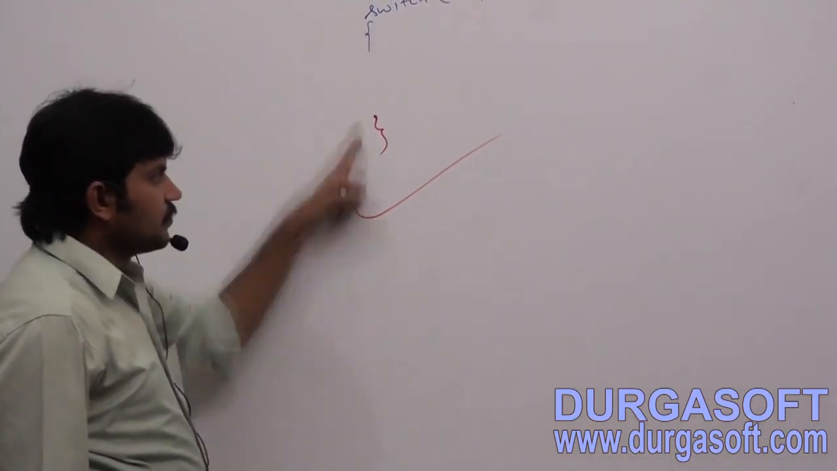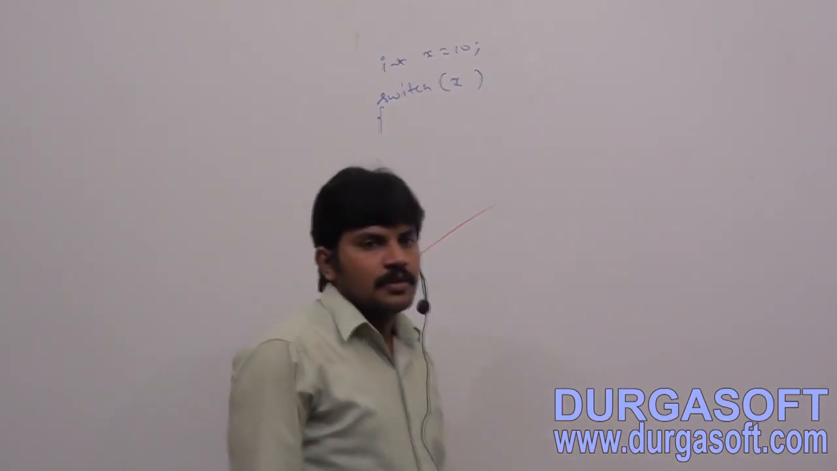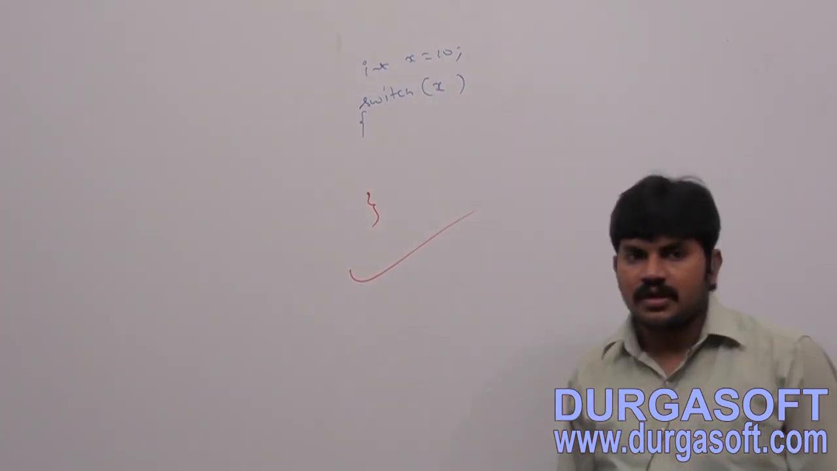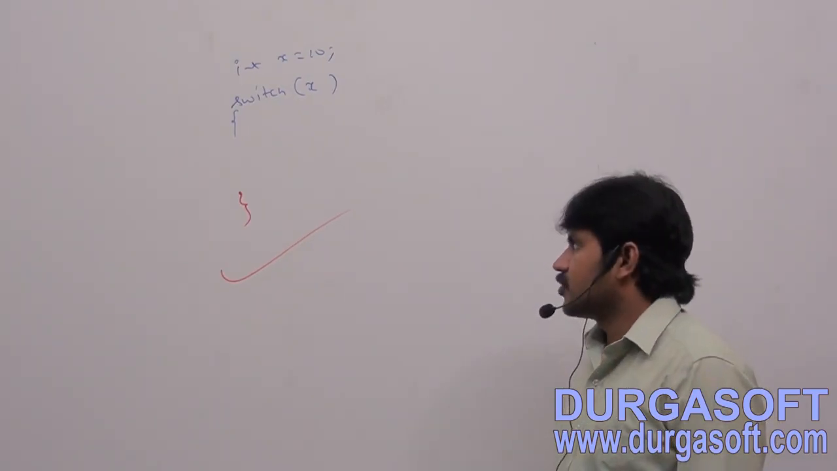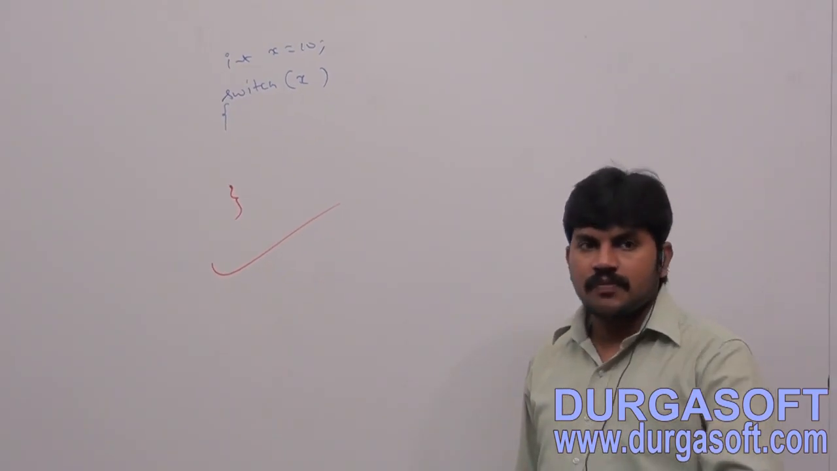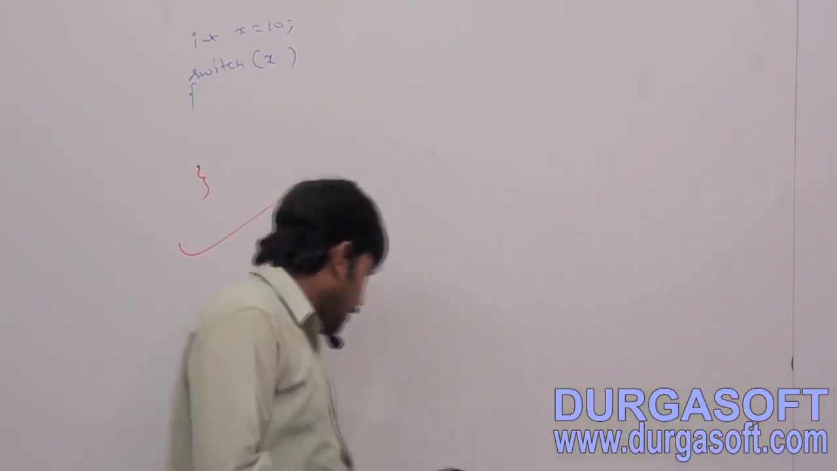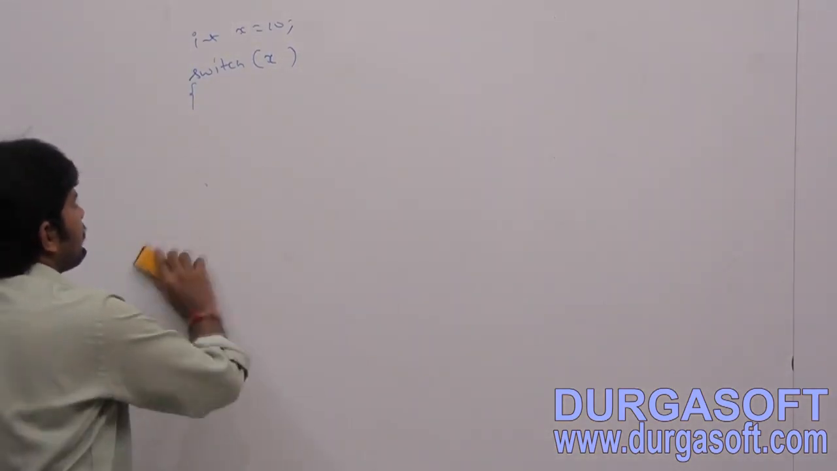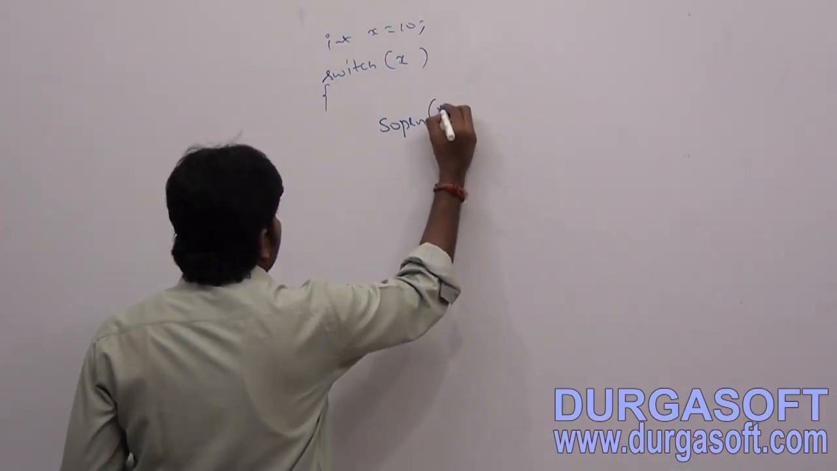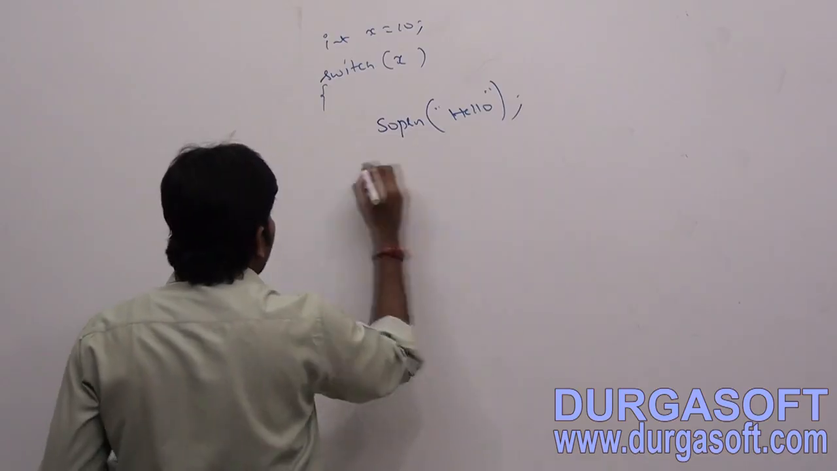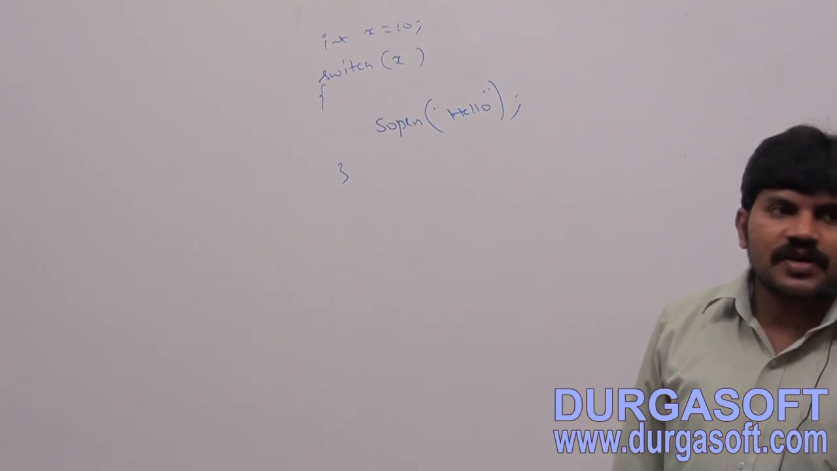Take this example. Int x is equal to 10, switch of x, curly brace open and close. Itself is valid. Are you able to understand that? Now, I just want to make a small change. What is the change here, observe. Sir, I am taking System.out.println of hello, like this I am taking. Is it valid or invalid?